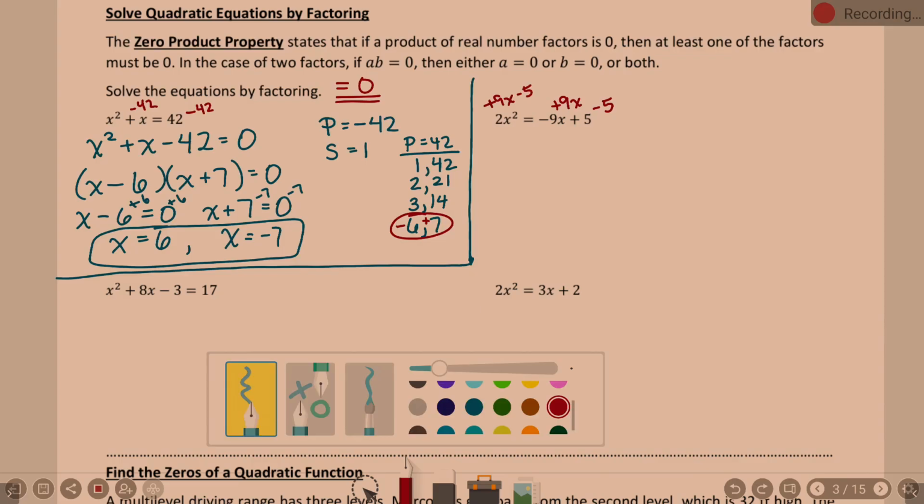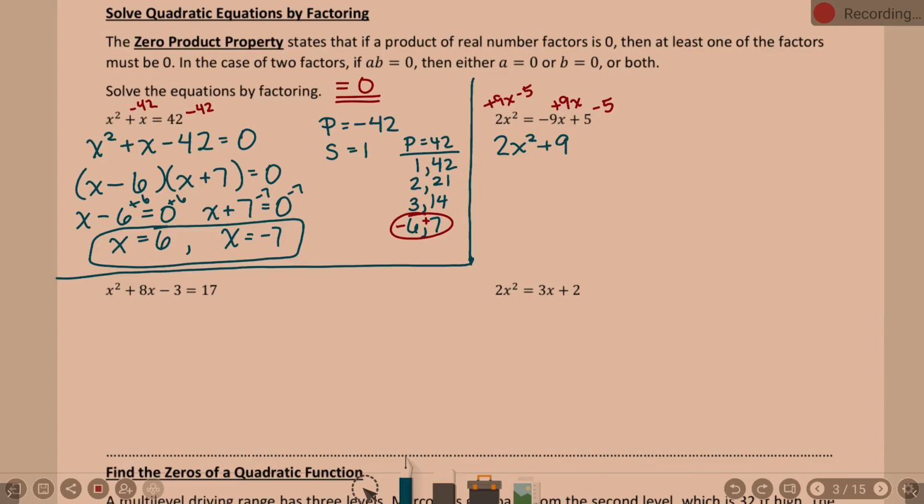When I do that, I'm now at 2x squared plus 9x minus 5 equals 0. Okay? If you went the other way and you're at negative 2x squared minus 9x plus 5, my suggestion is you multiply through by a negative, or divide by a negative, or factor out a negative, something along those lines. Okay. Now, let's revisit the GCF question. Is there a GCF?